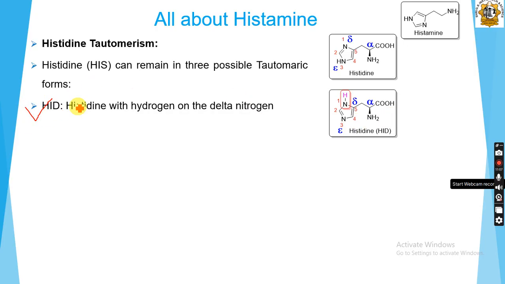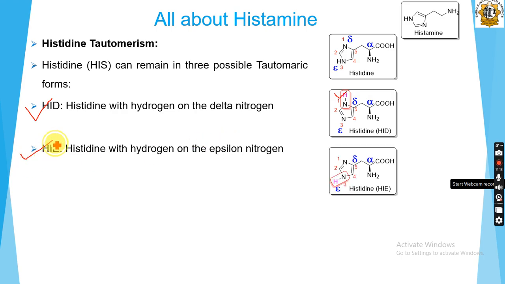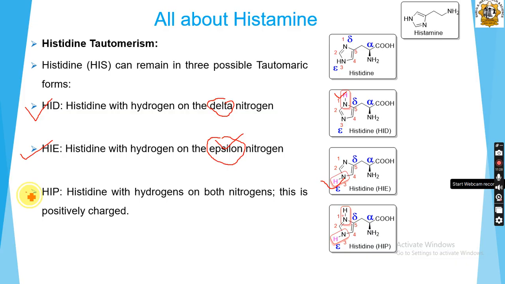So the first form is HID, with hydrogen at the delta position. This is the delta position. Then HIE, with hydrogen at the epsilon position. This is delta, this is epsilon, this is epsilon, this is delta. And if both are protonated, this is known as HIP. HID, HIE, and HIP. This nitrogen chemistry plays a very important role here.